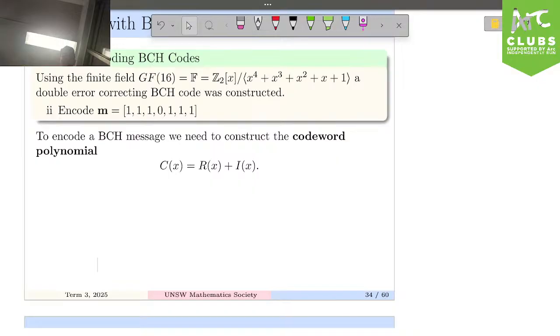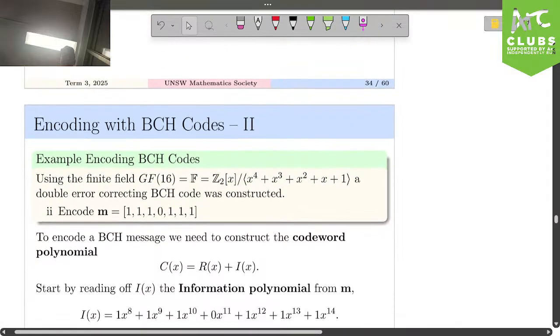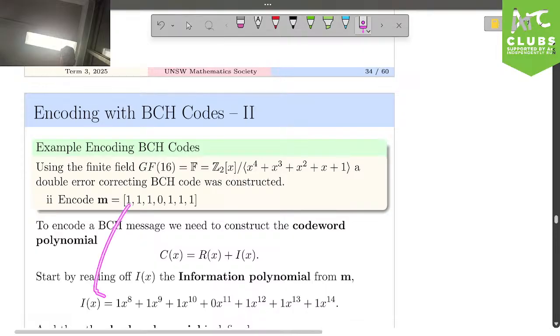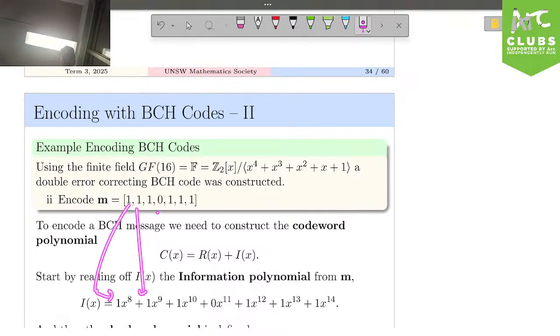We could write down our code word polynomial just by transposing the elements of the code word onto powers of x. We've got a message though, and this message is our information part of the code. So that means it's going to correspond to I of x. Now, I of x is actually going to look like this. It's going to look like I of 8 plus I of 9. So what I'm doing is saying this 1 goes here, this 1 goes here, this 1 goes here, this 0 goes here, and so on and so on.